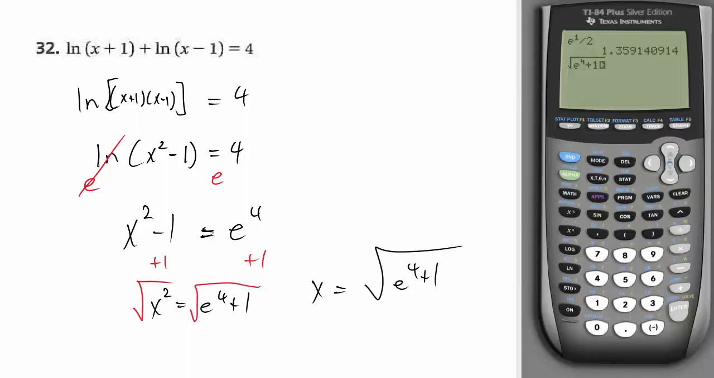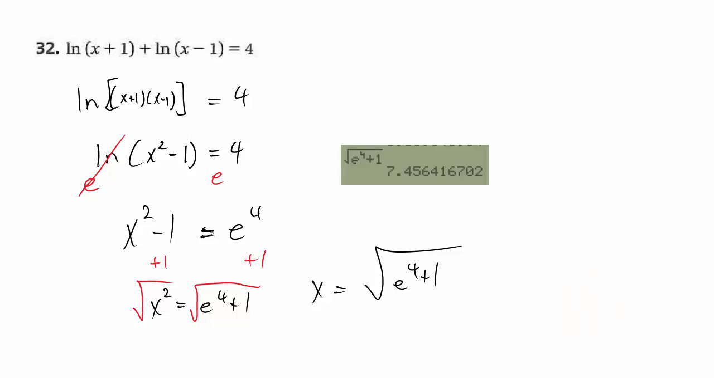And then run that on your calculator, and you get 7.456 around. But knowing how to apply those properties, that this is the product property, again, just like 31, is the most important first step. Otherwise, you can't go anywhere.